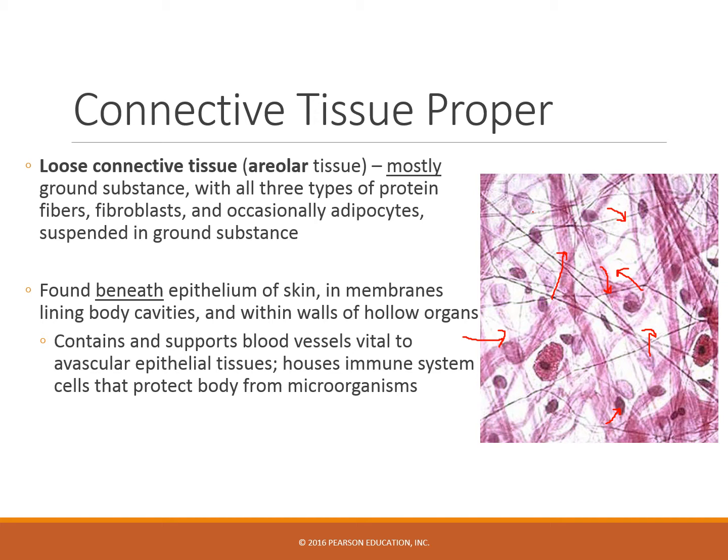Your areolar or loose connective tissue is found beneath the epithelium of the skin and in membranes lining your body cavities. You'll also find this tissue within the walls of your hollow organs. There, it functions to support blood vessels that are vital to the avascular epithelial tissues nearby. It also helps to house immune system cells that are ready to jump into action should the tissue become infected with unwanted microorganisms.